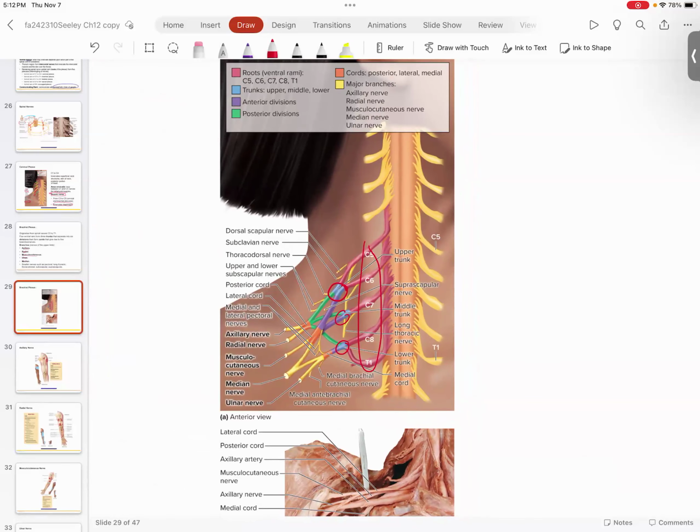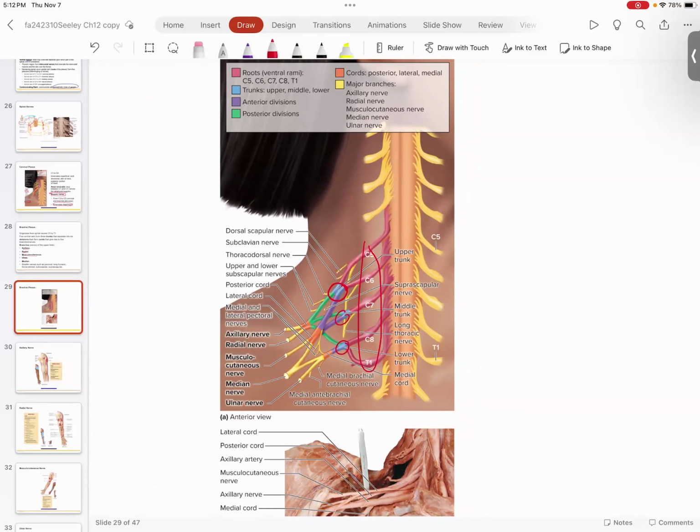So in red are the roots, the main roots that we're looking at, or the ventral rami. The trunks are the light blue. The purple are the anterior divisions, so those are the ones going to the front of the body. So here you can see you have a purple division that comes off of the first trunk, and that basically will give rise to several nerves downstream. And the posterior divisions, the ones that are going more toward the back, are going to be in green.